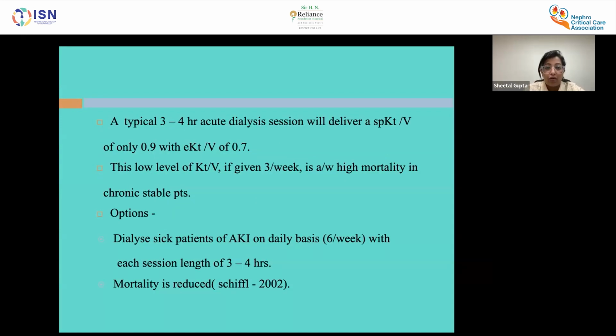A typical 3 to 4 hour acute dialysis session will deliver a Kt/V of only 0.9, with an equilibrated Kt/V of 0.7. Generally, equilibrated Kt/V is 0.15 lower than the single-pool Kt/V. This low level of Kt/V, if given thrice a week, is associated with high mortality in chronic stable patients. The option is to dialyze sick patients with acute kidney injury on a daily basis, that is 6 times a week, with each session length of 3 to 4 hours. In this way, mortality can be reduced as described in the Schiffl study in 2002.